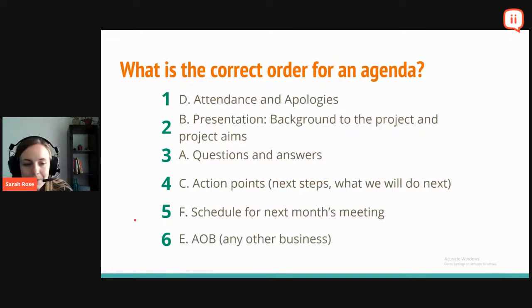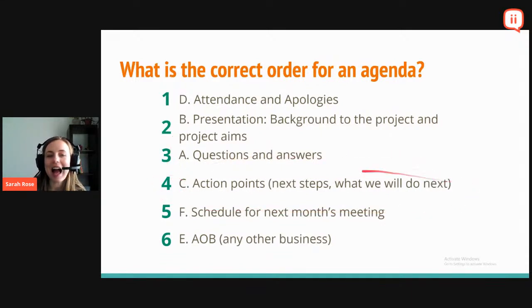Let's see. Most people put F last. Okay. I'm looking at your answers and most people put F last. I think you are right. I think it could be F-E or E-F. So you might do any other business before the schedule for the next meeting. I think that's very common. So I think you did quite well there. Yeah, most people seem to have more or less the same. Here we put the action points last.